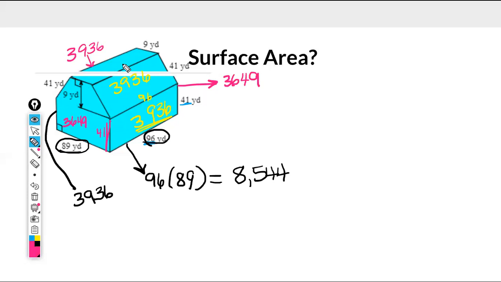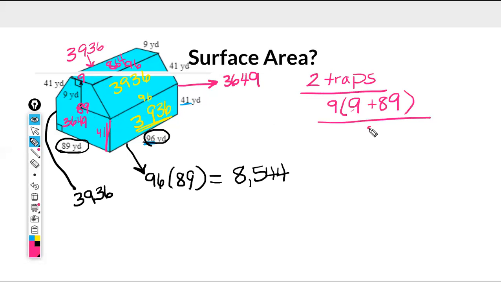Now we got the top. The top is going to be this 9 times this 96. So we're going to go 96 times 9, and that's 864. And now we just have the two trapezoids, and since there's stuff written over there, I'll just write 2 trapezoids. For that area, we have to take the height of the trapezoid times the two bases added together. It looks like it's going to be that 9 and that 89, and then divided by 2.